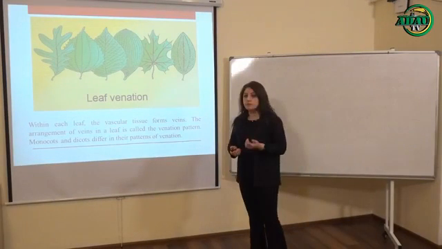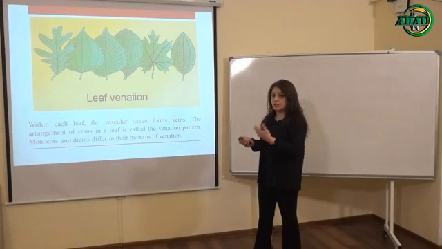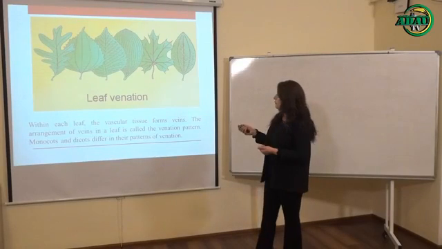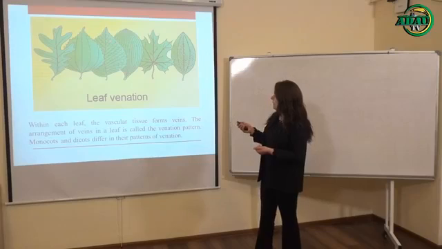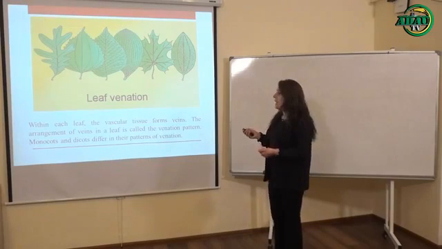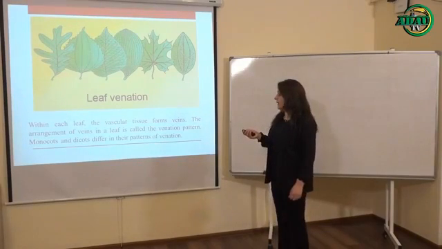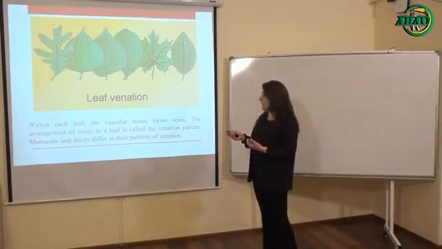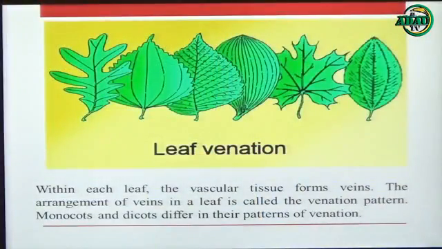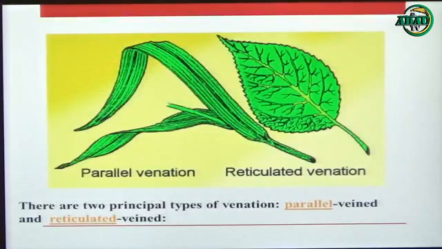And now about leaf venation. Within each leaf, the vascular tissue forms the veins. The arrangement of veins in a leaf is called leaf venation. Monocots and dicots differ in their pattern of venation. For example, monocots have parallel venation, and dicots have reticulated venation.